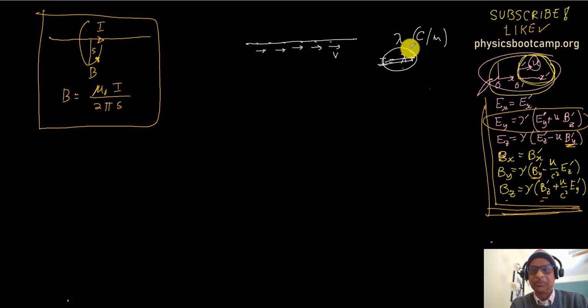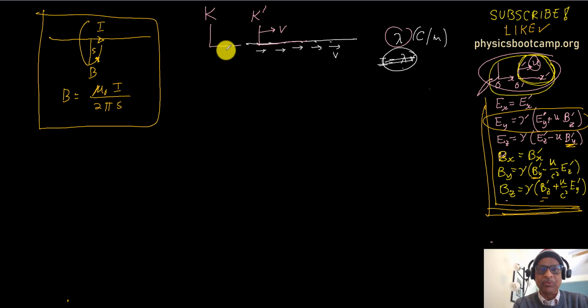All right, so we are going to do this. There will be a K prime which is moving at speed v. This is at rest with lambda, and a K with respect to which this is moving.